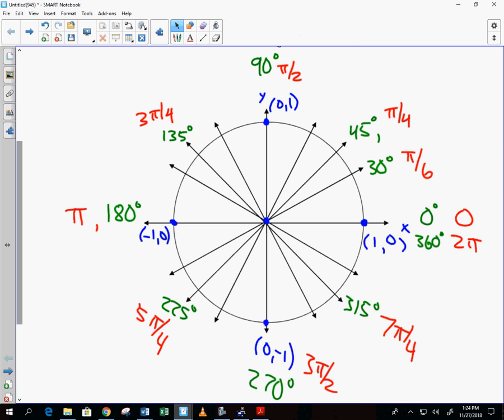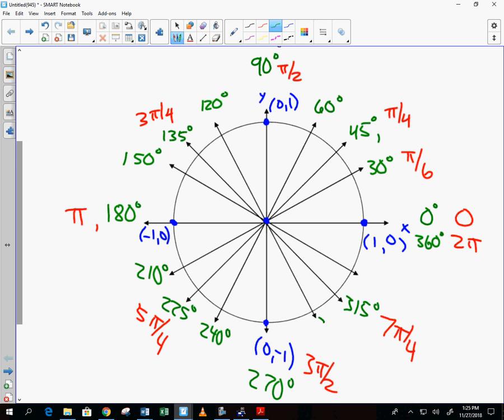So I'm going to go up by 30 degrees every time and see where I get. So I got 30, then I'll have 60, then 90, 120, 150, 180, 210, 240, 270, 300, 330, 360.